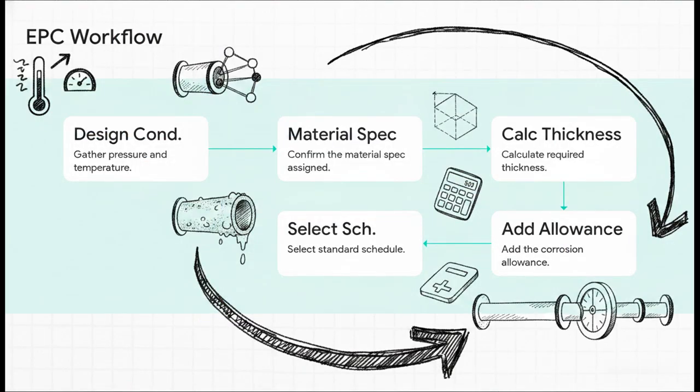And this beautifully illustrates the true logical workflow of how an experienced EPC engineer operates. First, you gather your actual design conditions. Then, you confirm the material spec. Once you have that locked in, you calculate the required thickness. After that, you add your corrosion allowance. And then, finally, you select the standard schedule. Notice how picking the schedule is the absolute final destination of this entire workflow? It is never, ever the first step.